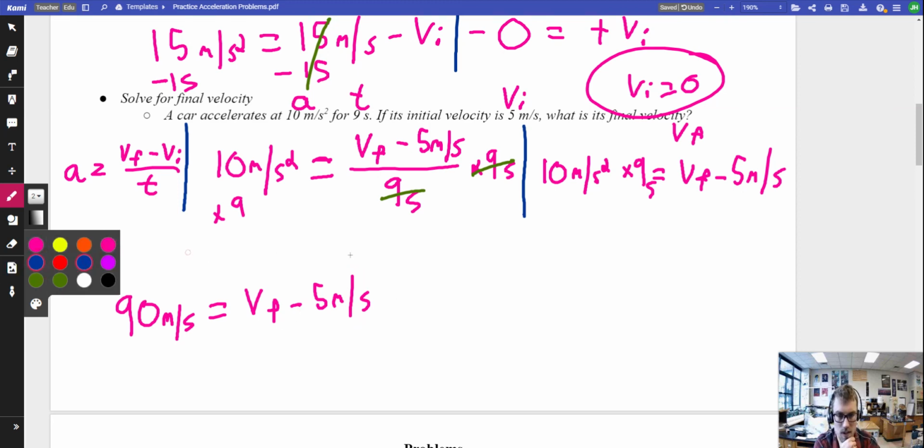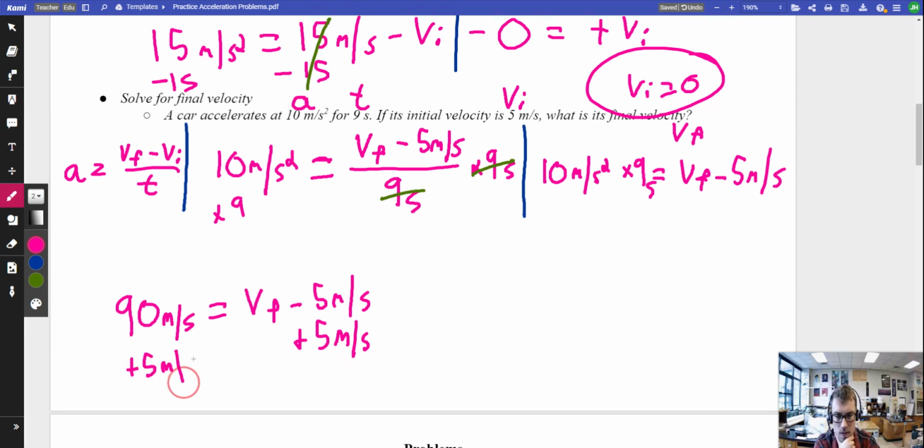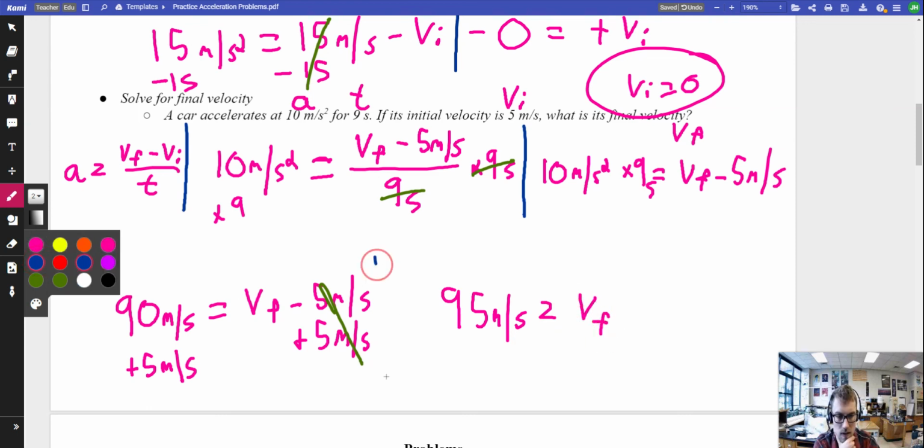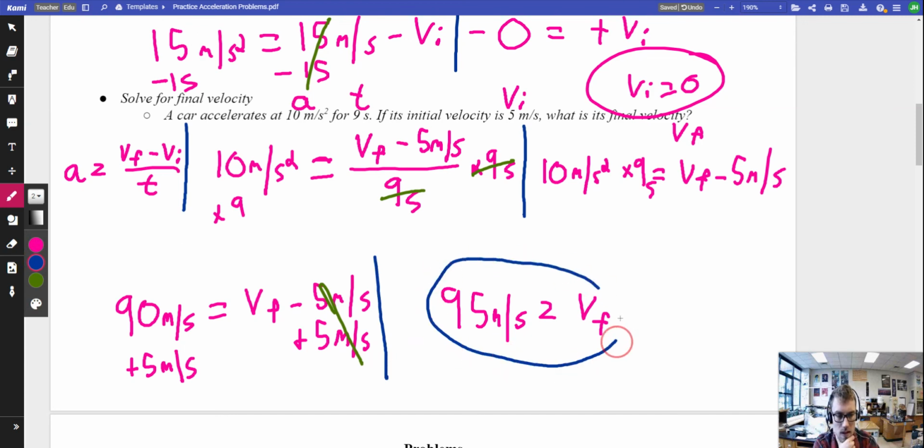Okay, so what's next? We're going to be adding 5 meters per second because what's the opposite of subtracting? It's addition, right? So we need to add here, which means we need to add here. And so those are going to cancel out. So we're left with 90 plus 5. What's 90 plus 5? 95 meters per second is equal to the final velocity. And there is our answer.